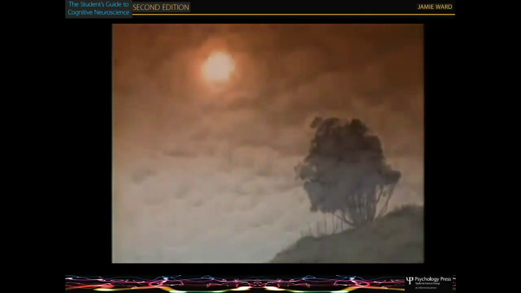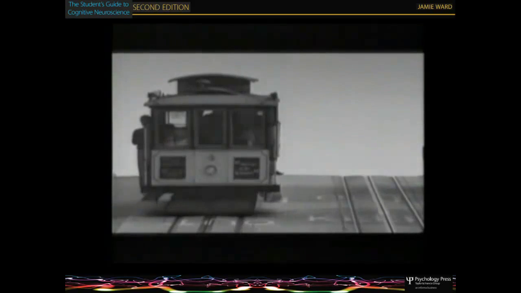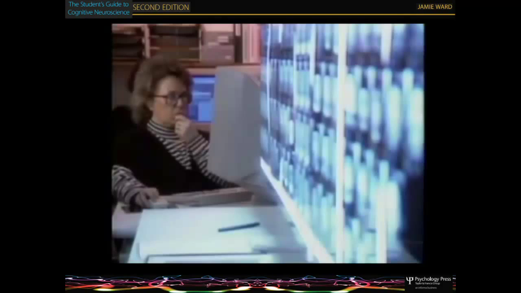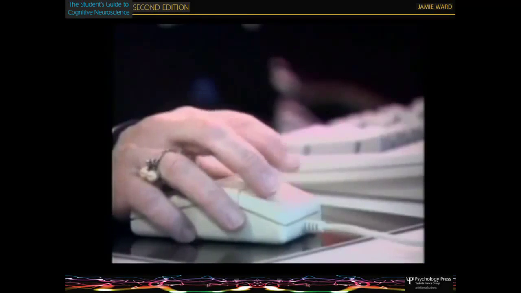In 1861, one of the most celebrated patients in medical history died in San Francisco. His name was Phineas Gage, and 13 years earlier, he'd been the victim of a freak accident. He was buried without autopsy. But in 1994, using computerized brain imaging techniques, the husband and wife team of Hanna and Antonio Damasio performed a virtual autopsy using an electronic scalpel.